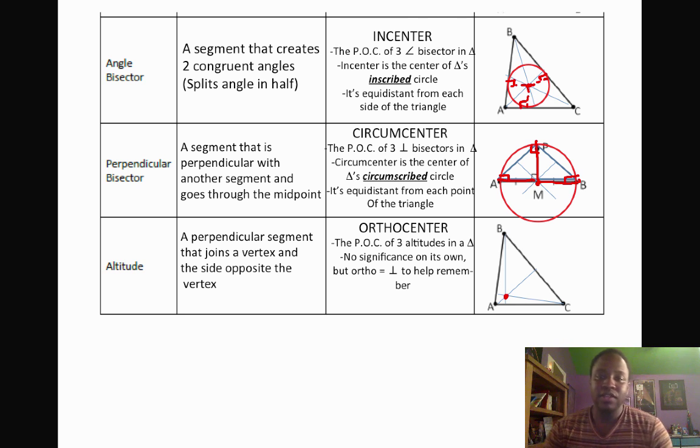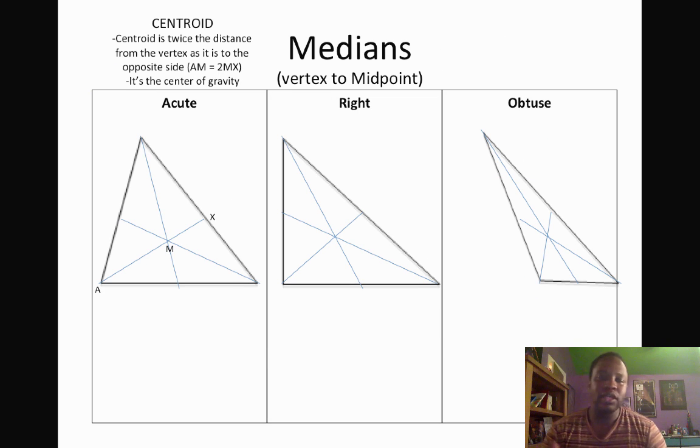Okay, so now let's turn over to the back side and let's take a look at the medians. So first, let's just identify the centroids of the three triangles that we created before. So in the acute triangle, it's here. And the right triangle, it's there. And in the obtuse triangle, it's there. So it's basically the point of concurrency of the three medians in each of the triangles. Okay, so the medians create the centroid.